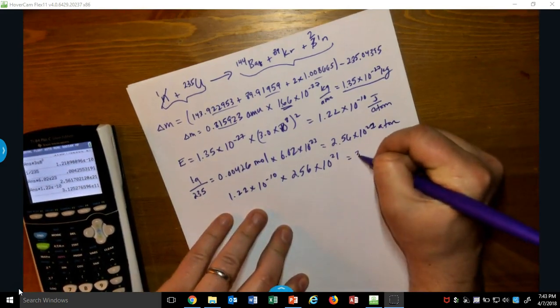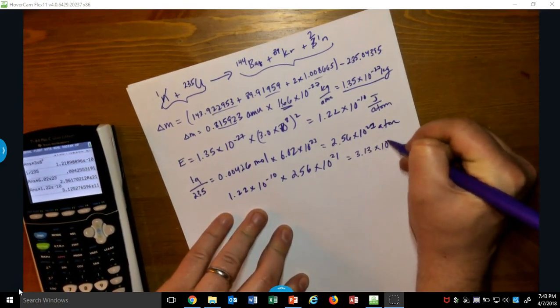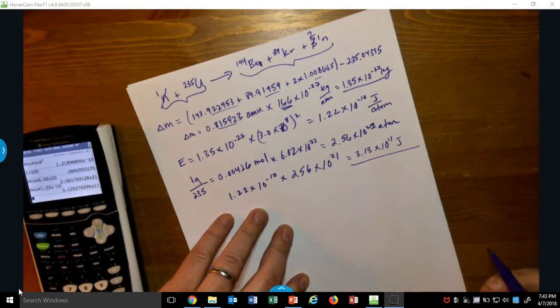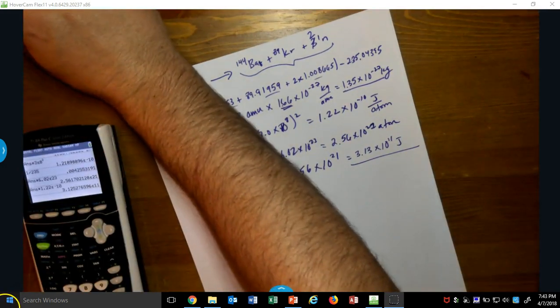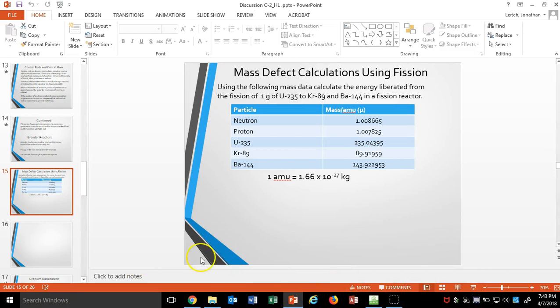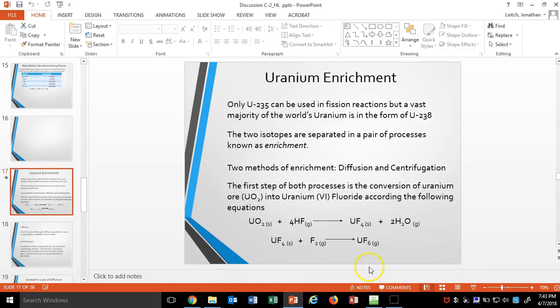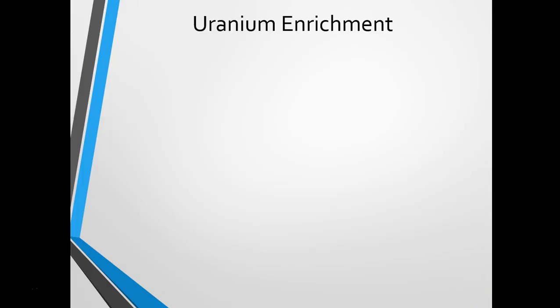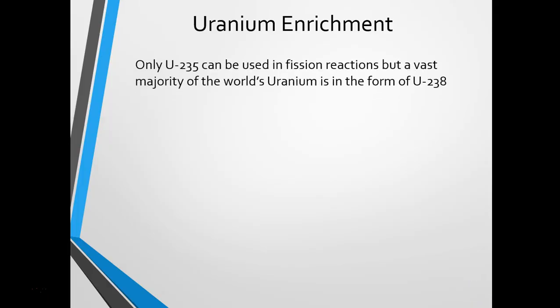So that gives me 3.13 times 10 to the 11th joules, which is quite a bit of energy. Okay, moving right along. All right. So again, only uranium-235 can undergo fission.